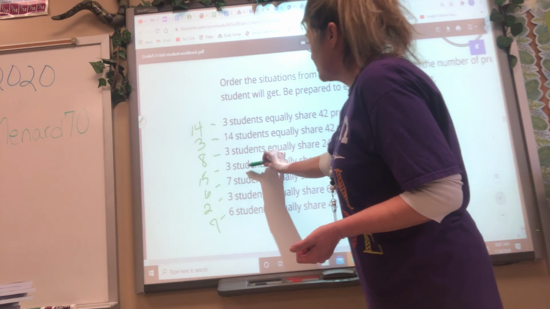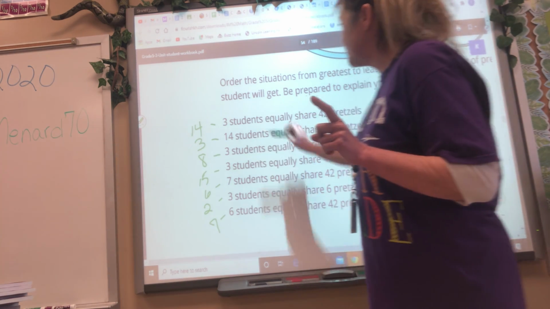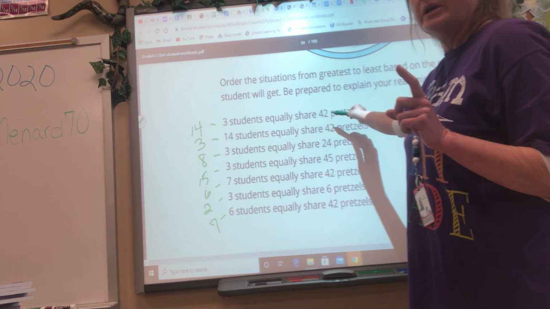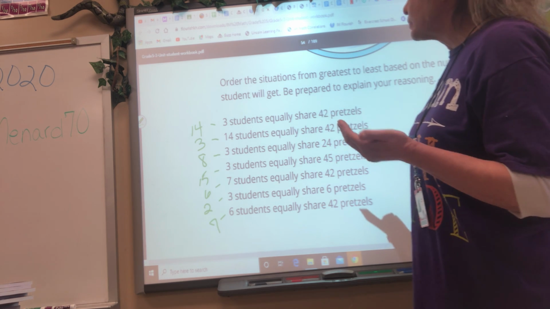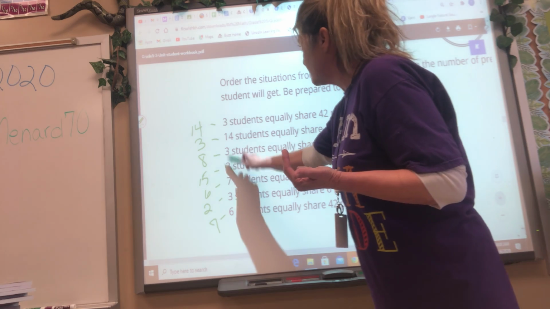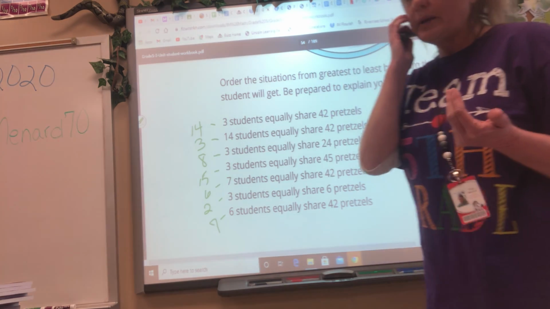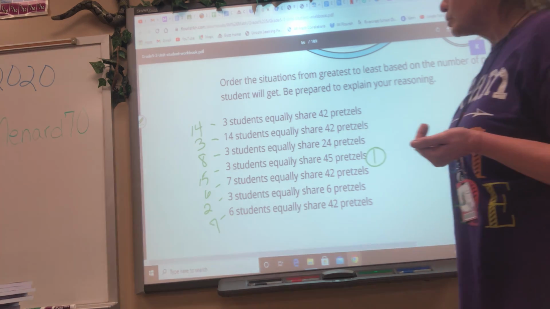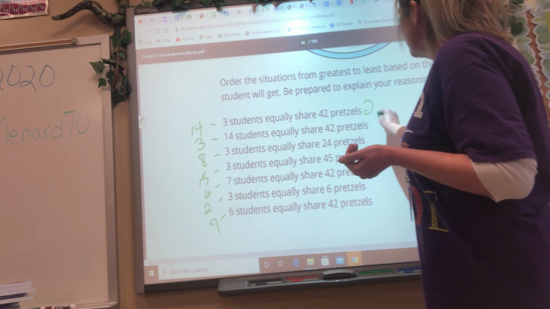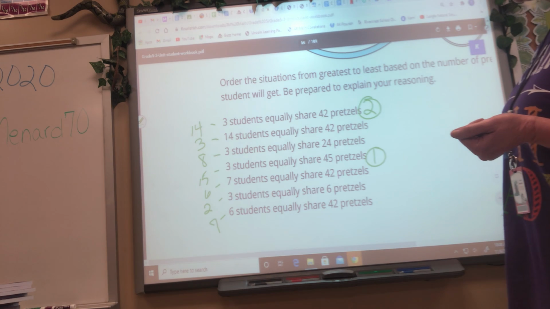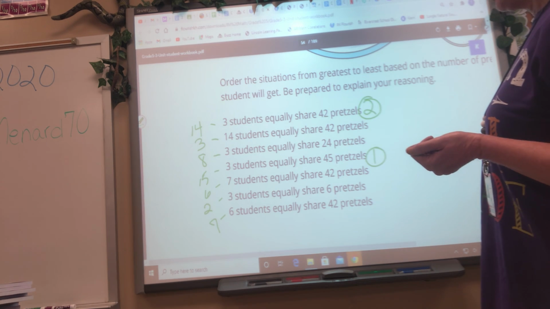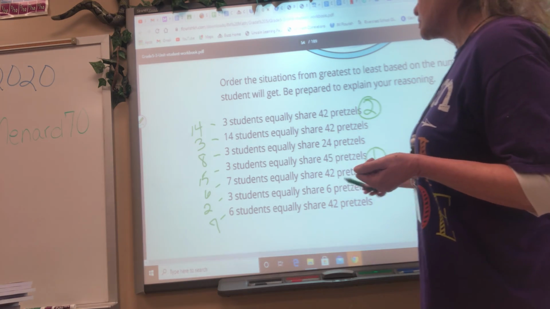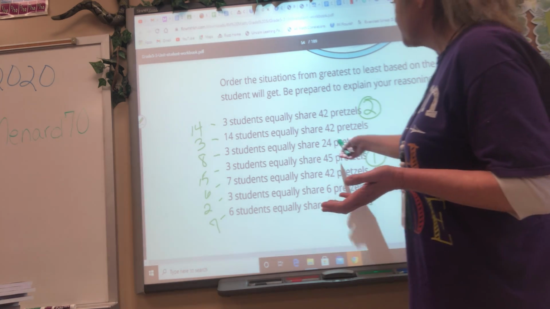Now, the two that were close are these two, because this one has 45 pretzels, this one has 42. So mental reasoning would tell us that if it's still only being shared by 3 people, then the one with the highest number of pretzels would get the most, and this would get second most. The other two that were close were the 42 and 24 pretzels. We have to look at that one very carefully.